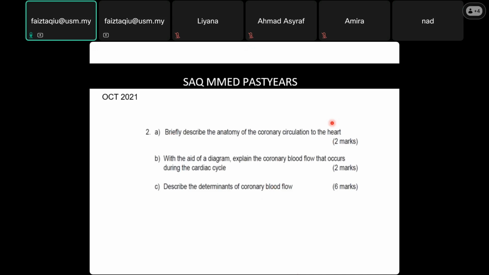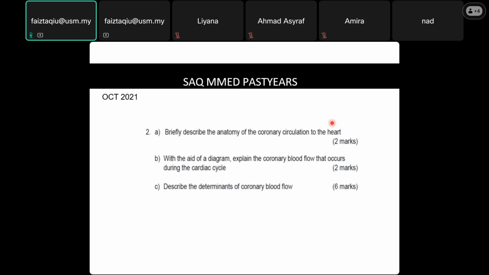From a total of 172 candidates who sat for the SCQ paper, 88% passed this question. It's quite straightforward. The cardiovascular question opens by asking to briefly describe the anatomy of the coronary circulation to the heart. Most candidates were able to answer this well. Marks are awarded for mentioning the origin of the coronary arteries, the right and left coronary arteries and their supply, and venous drainage to the coronary sinus and the Thebesian veins. More than a few candidates forgot to mention the venous drainage.